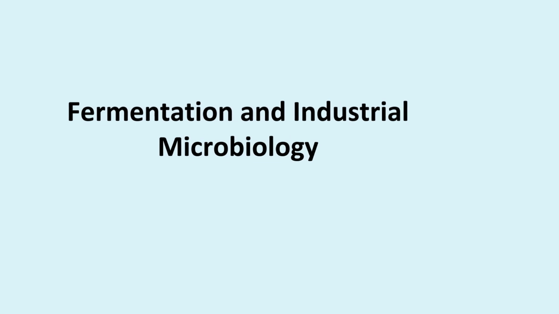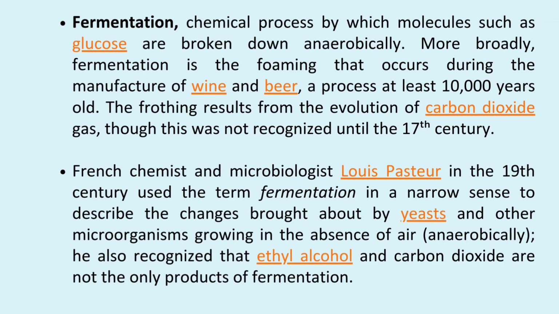Let's define fermentation. At its core, fermentation is a chemical process where molecules like glucose are broken down without oxygen, which is called anaerobically. More broadly, the term comes from the foaming observed during wine and beer production, a practice over 10,000 years old. We now know this frothing is caused by carbon dioxide gas, though this wasn't understood until the 17th century. The French chemist Louis Pasteur in the 19th century gave us a more precise definition.